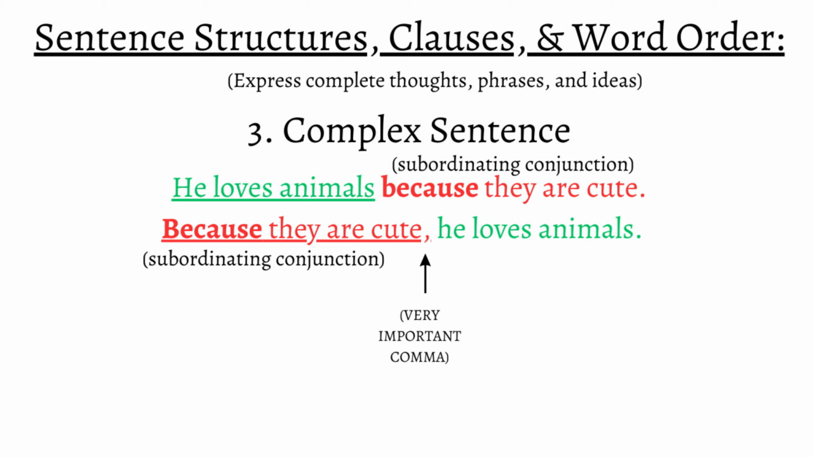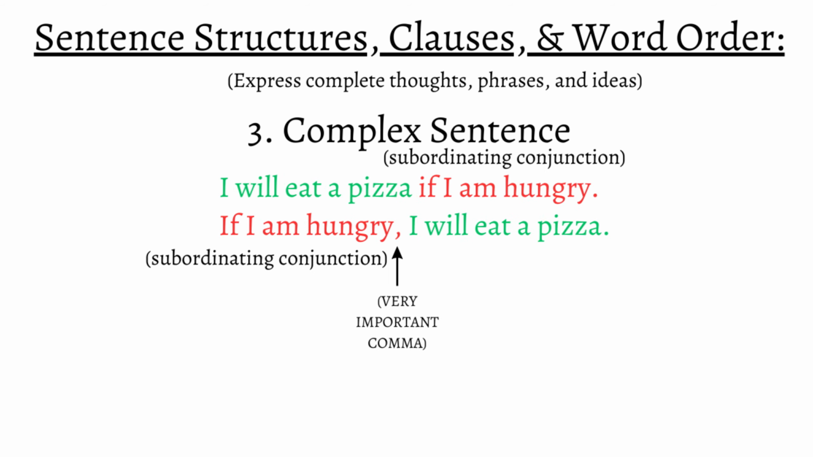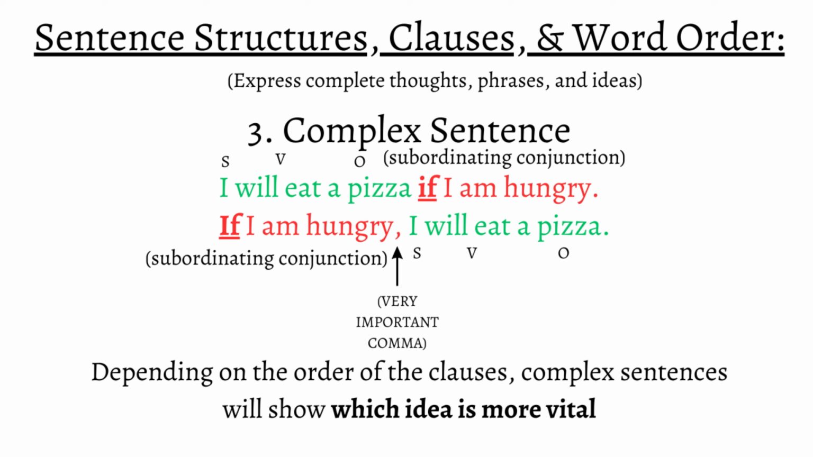A different sentence is, I will eat a pizza if I'm hungry. If I'm hungry, I will eat a pizza. This example is very similar in the same word order because these sentences are both complex, having an independent and dependent clause. In this case, the word if is a subordinating conjunction that begins the dependent clauses that cannot stand on their own, following a comma. Again, depending on the order of the clauses, the complex sentences will show which idea is more vital.